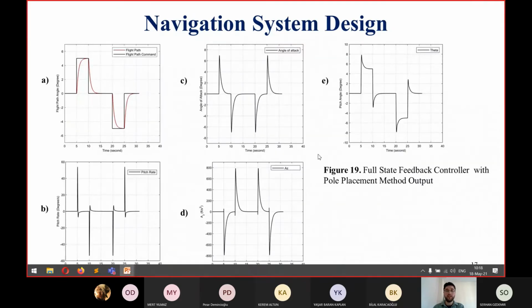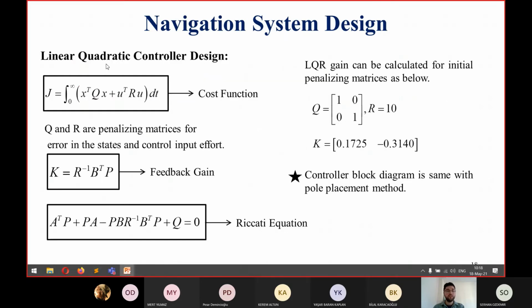And these are the outputs of the system. As I told you, these are quite sharp, quite quick movements, and you can see that the system tracks the flight path commands quite well. And now I will continue with the LQR controller.